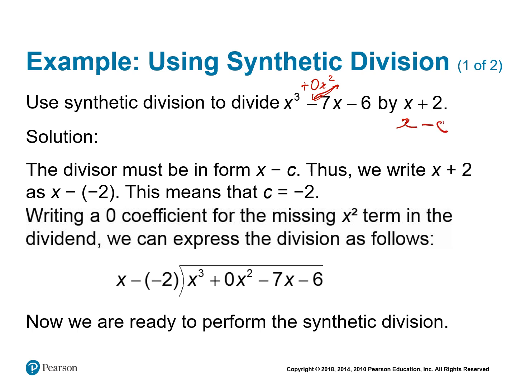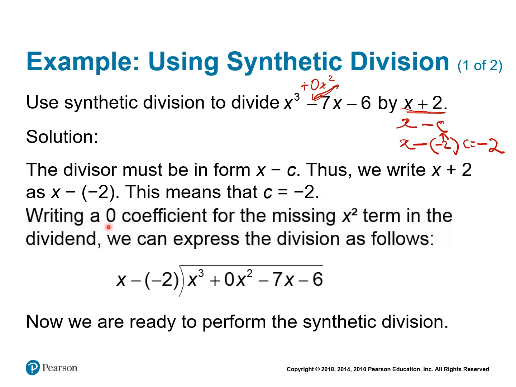So we have to rewrite x plus 2 in this form of x minus c. So it's going to be x, and we pull out a negative sign from the plus and we will have minus 2 for the value of c. So x minus minus 2. So c in this case has a value of -2. So it says the divisor must be in form x minus c. Thus we write x plus 2 as x minus minus 2, which is exactly what we did here. This means that c equals -2.